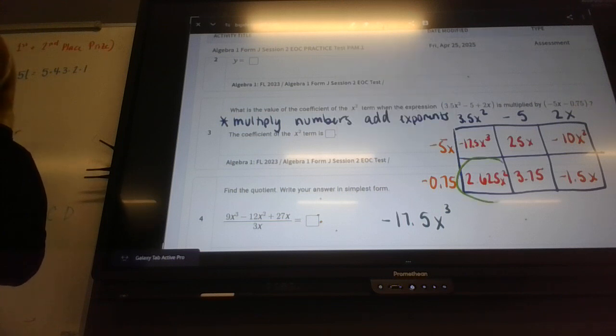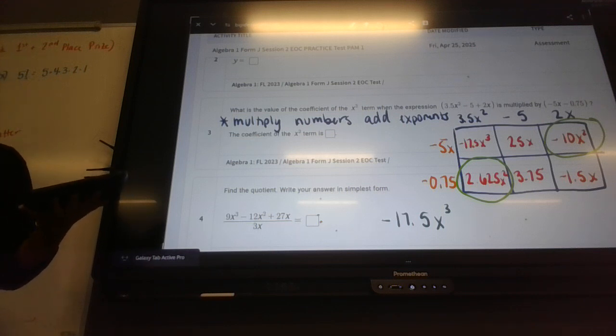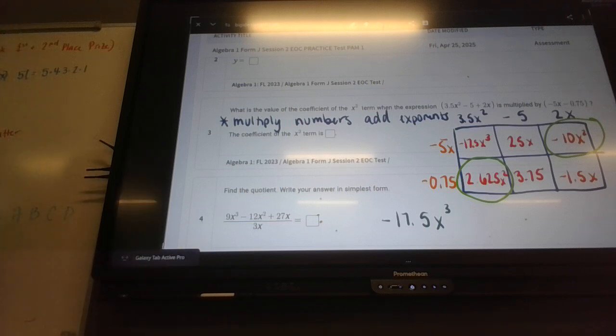And I have to combine these like terms, right? They're both x squared. So I'm going to do 2.625 minus 10.